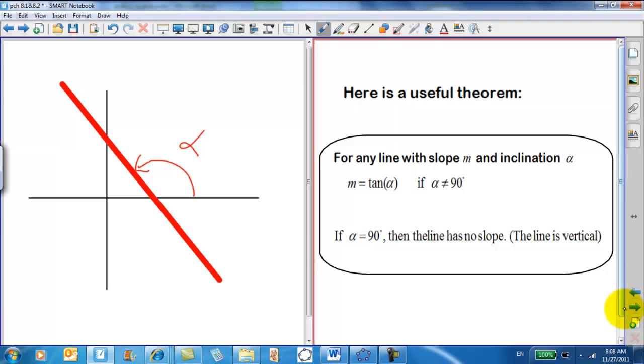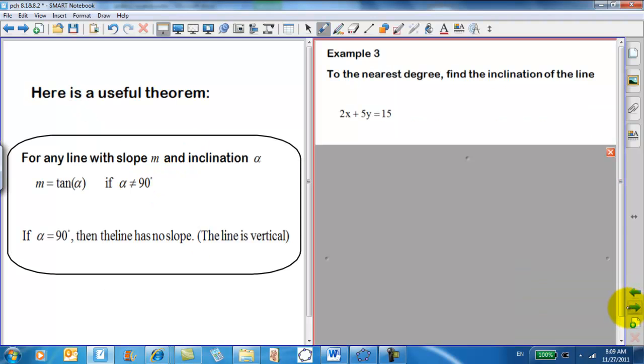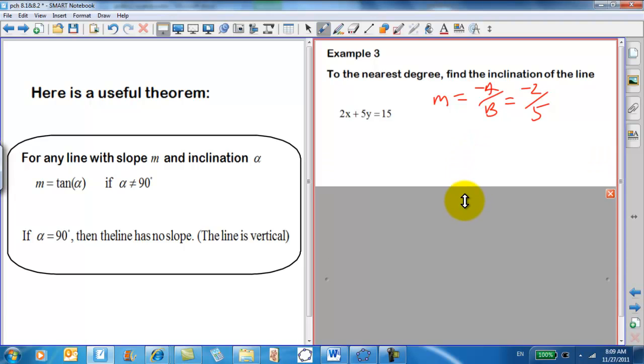Okay, so here's a useful theorem. For any line with slope m and inclination alpha, slope m equals the tangent of alpha, as long as alpha isn't equal to 90. If it is 90, then it has no slope. Now, find the inclination of this line, 2x plus y equals 15. Well, as you recall, we have a couple ways to come up with the slope. This is in standard form, so we can go negative a over b. So that's negative 2 over 1. You could also rearrange it into y equals mx plus b form. In either case, we get the slope is negative 2.